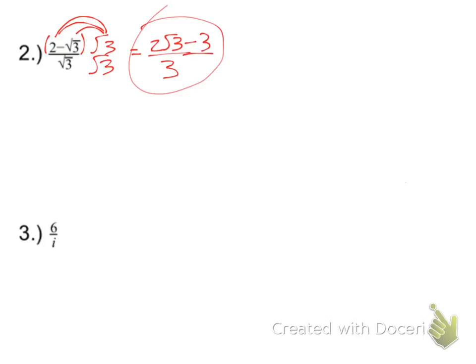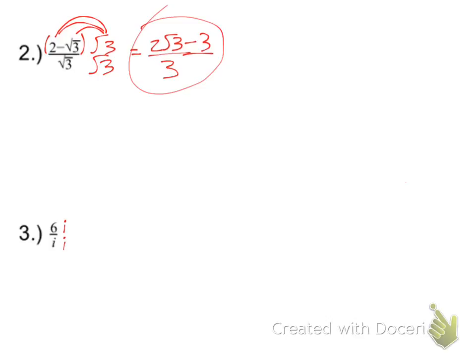The next problem. Guys, the next problem says it's 6 over i. What's the big deal? Why don't we like i? More than that, it's the square root of negative 1. It just represents a square root, which we still don't like in the bottom. So yes, I heard someone say it. We multiply top and bottom by i.